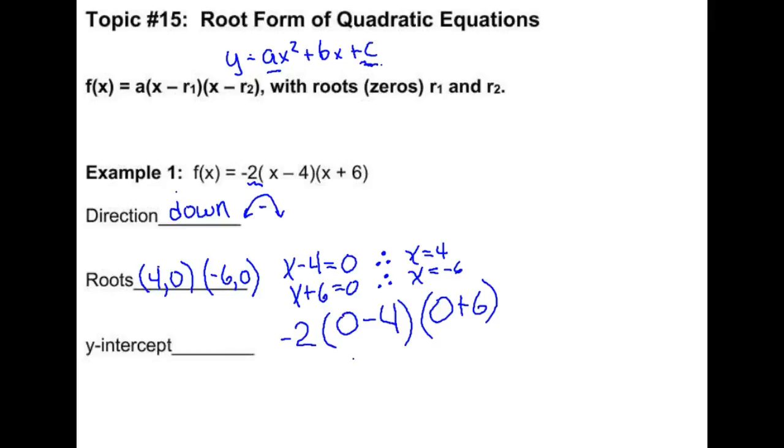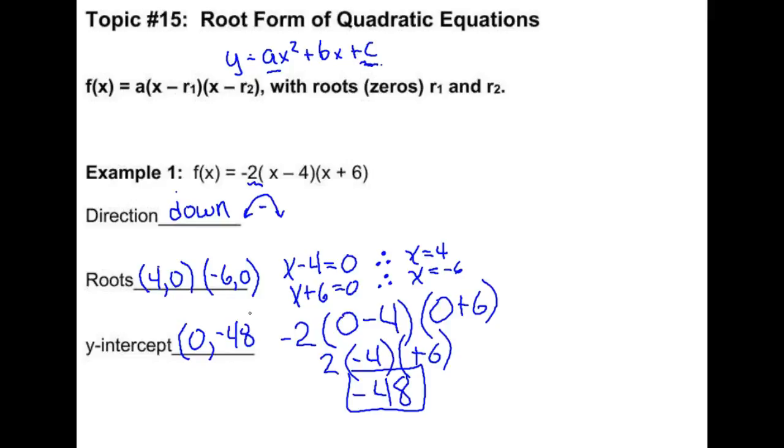Okay. Now all we have to do is some simple math. 0 minus 4 is negative 4, and 0 plus 6 is a positive 6. And we're going to multiply that by the negative 2 that we have out here. Negative 2 times negative 4 is positive 8. 8 times 6 is 48. Okay, that is our y-intercept. So we're simply going to write it down, 0, 48. That's all there is on this type of equation.